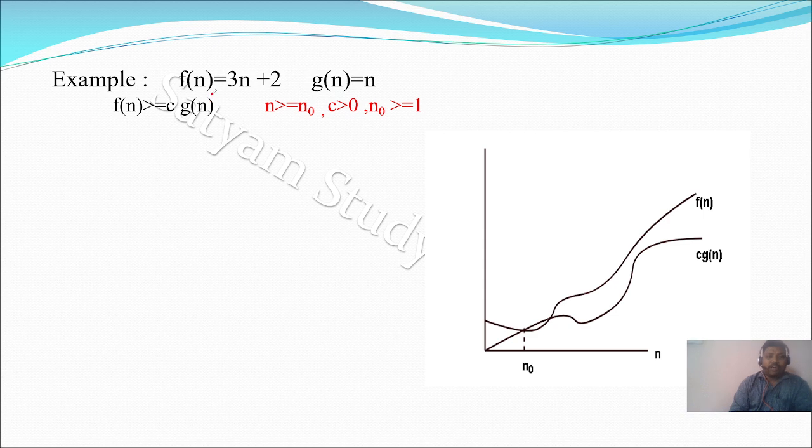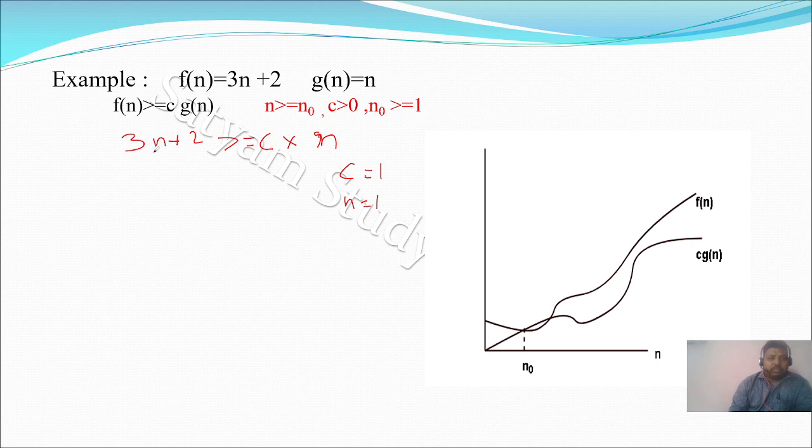Here, f of n is 3n plus 2 and g of n is n. Now we can prove that f of n is greater than or equal to c into g of n. That is, 3n plus 2 is greater than or equal to c into g of n, where g of n is n. Now we can choose any value for c. In big O notation you can take more than this, that is 4 or 5, but here in omega notation you choose a value less than that. So I consider c as 1 and n as 1.